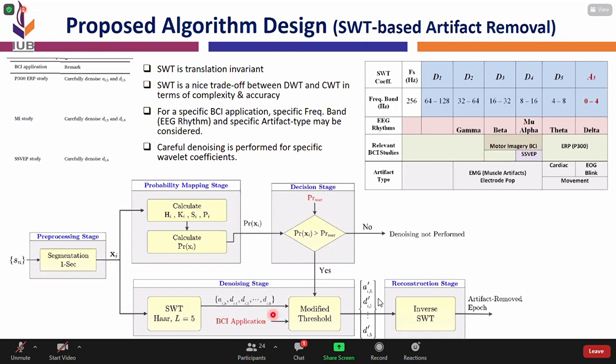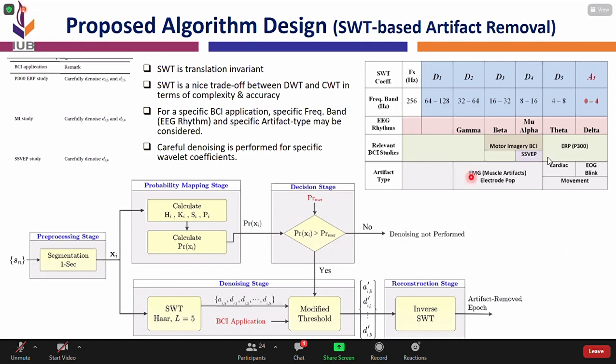And the denoising has been done in the SWT, stationary wavelet transform domain. The reason we have chosen stationary wavelet transform over discrete wavelet transform or continuous wavelet transform is that it's a nice trade-off between DWT and CWT in terms of complexity and accuracy. SWT is transformation invariant. And we have found that wavelet transform is suitable for non-stationary, non-linear signal processing, and our EEG signal has exactly the same characteristics.